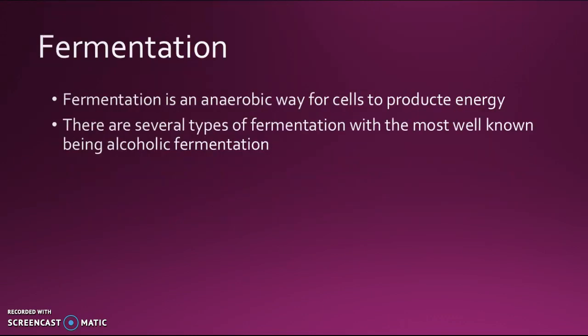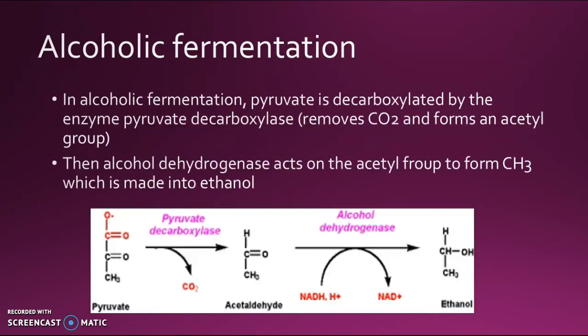The next thing I wanted to touch on was fermentation, which is the anaerobic way for cells to produce energy. There are several different types of fermentation, but the most well-known is alcoholic fermentation. Here's the basic process for alcoholic fermentation. You're going to start with pyruvate, which came from glycolysis, and it's going to be decarboxylated by pyruvate decarboxylase, which essentially is just removing a CO2 group and forming an acetyl group.